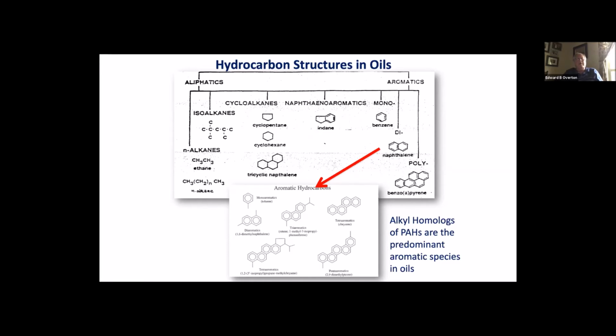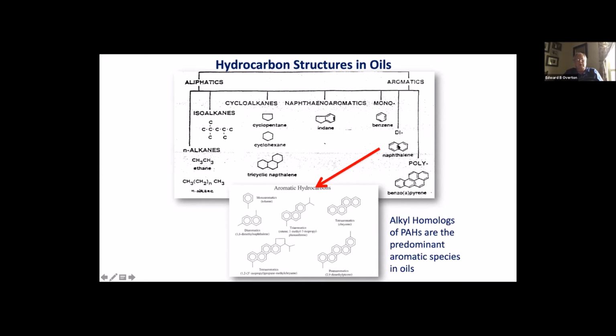Of these thousands and thousands of compounds, you can also have cyclic structures where one ring is saturated and the other ring is an aromatic compound, right? So we have these so-called naphthenoaromatics. You can have a large variety of aromatics, starting with one aromatic ring to multiple rings.